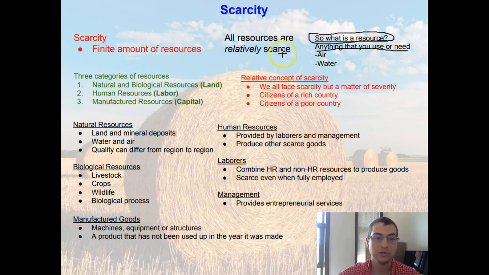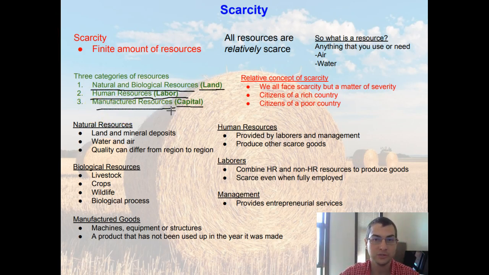Well, we can take all those resources that we just described and break it down into three main categories. We commonly look at these categories as land, labor, and capital. Let's define these a little bit more. Land is the natural and biological resources. Labor is also known as human resources. And then capital is also known as manufactured resources. So, natural and biological resources, which compose the land, let's dive in and talk about them a little bit.